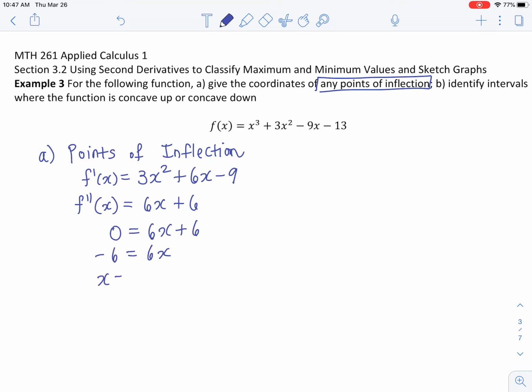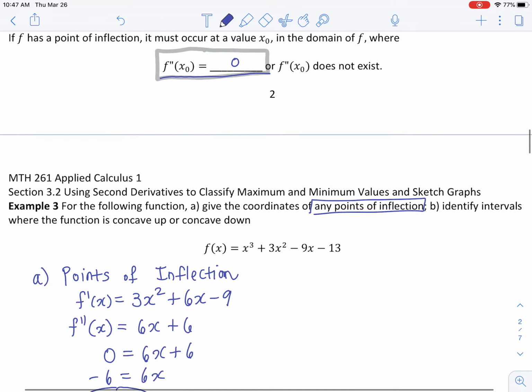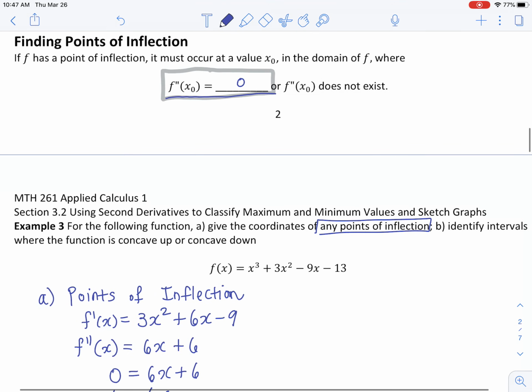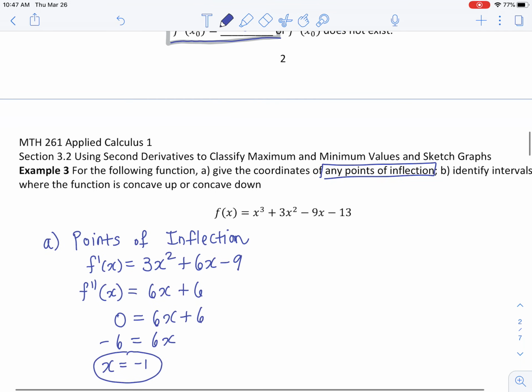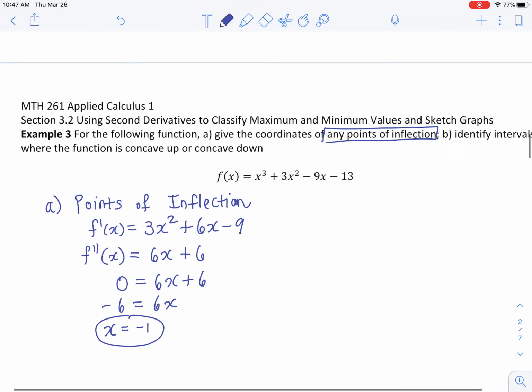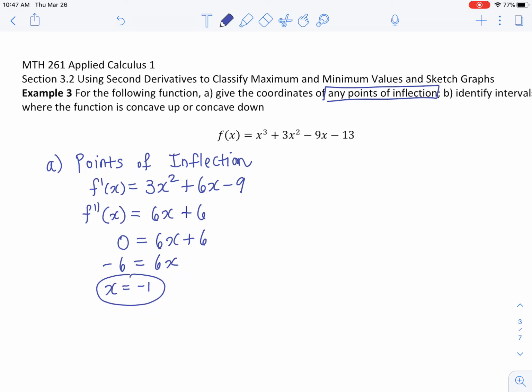Now, let's solve this for x. Negative 6 equals 6x. Therefore, our first, I'm going to say, potential point of inflection. We're not going to be able to say, hey, this is a point of inflection right now. If it has a point of inflection, then it's going to happen at that point, but we're not really sure yet. So don't call this a point of inflection yet.